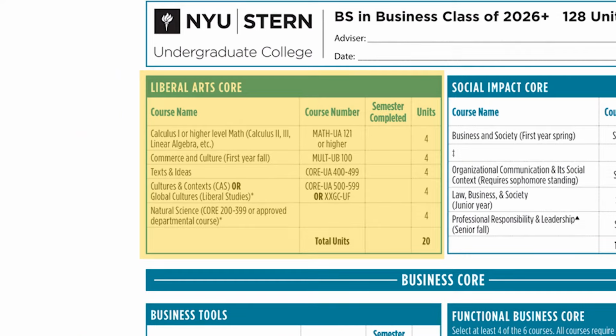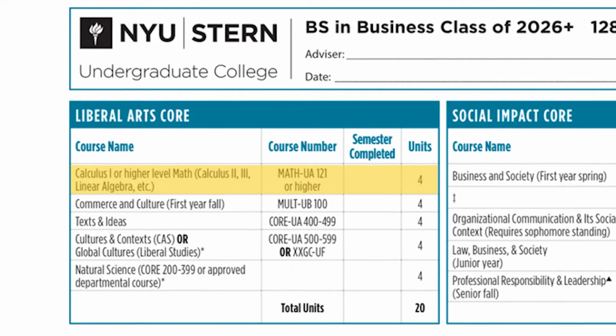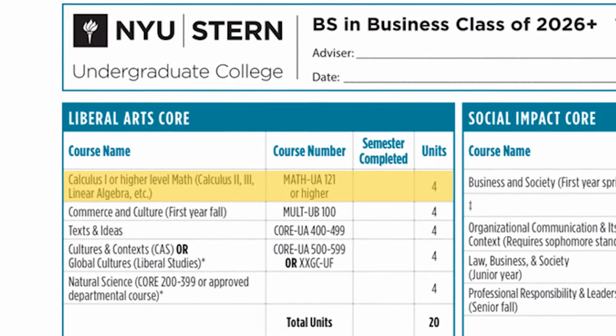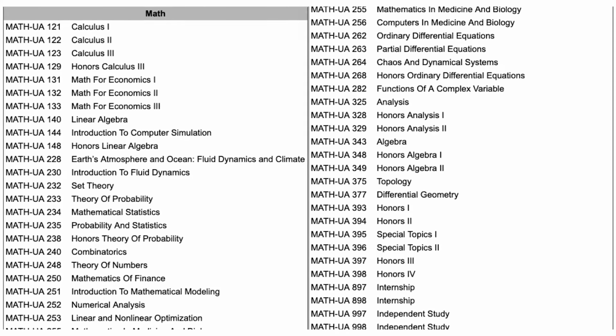These are classes that aren't related to business, like math, science, and English, and you need to take them because, well, NYU says so. Starting from the top, we have Calculus 1, or higher level math. In the course numbers column here, you can see that all courses from Math UA 121 and higher qualify for the math requirement. So that's Calculus 1, 2, 3, linear algebra, and a lot more.